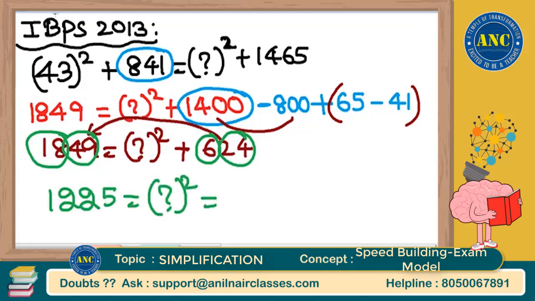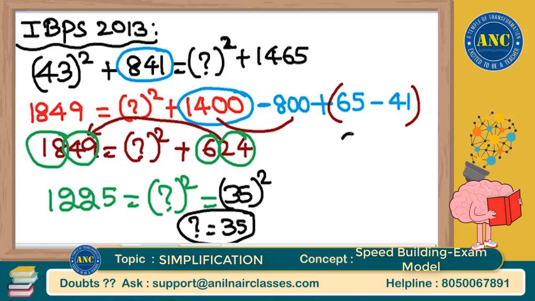And you know that 1225 is nothing but 35 square, which I also discussed in yesterday's class. So in place of question mark I have 35. Answer is 35. Sir, how is 1225 the square of 35? I taught you yesterday, sir, 35 square. 5 square is 25.